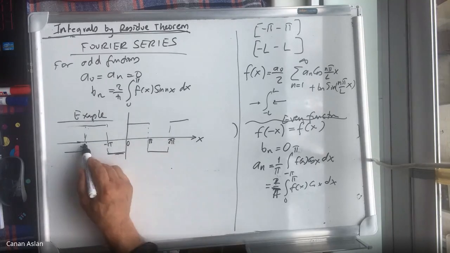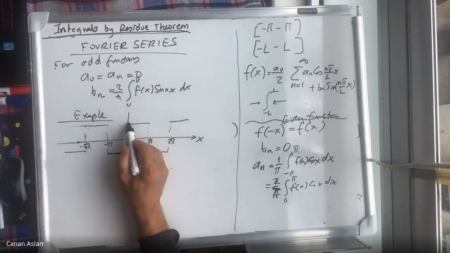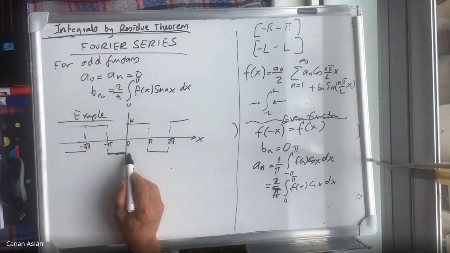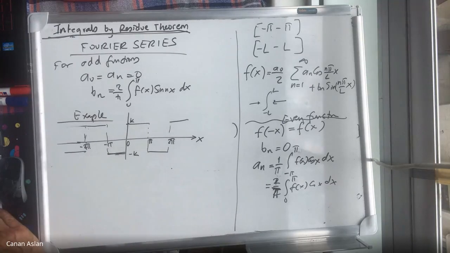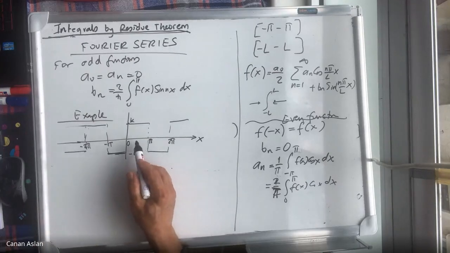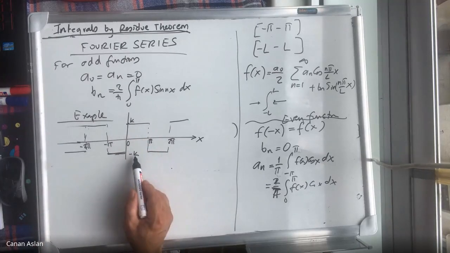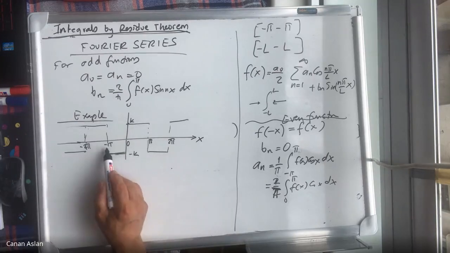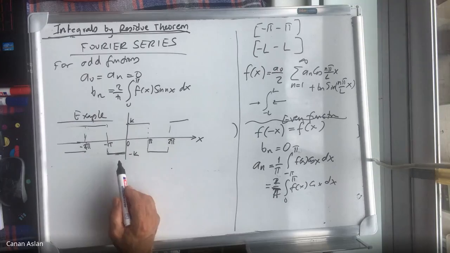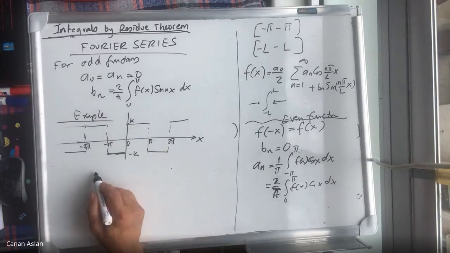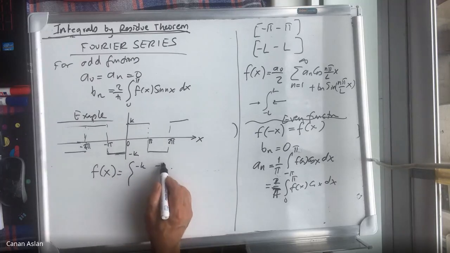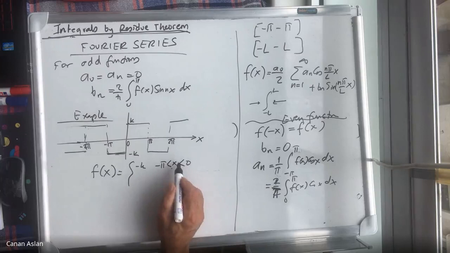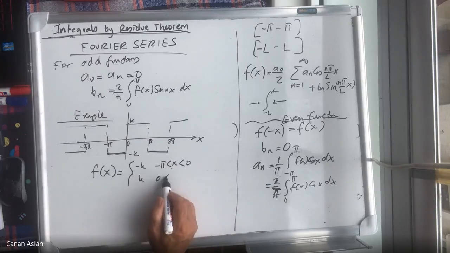This is minus pi, minus 2 pi, and so on. The height of this thing is k, and this is minus k, obviously. So this can be written as some kind of function which gives you plus k or minus k depending on what interval you are in. Okay, so now we can define the function like this. This function is equal to minus k between minus pi and 0, and k between 0 and pi.